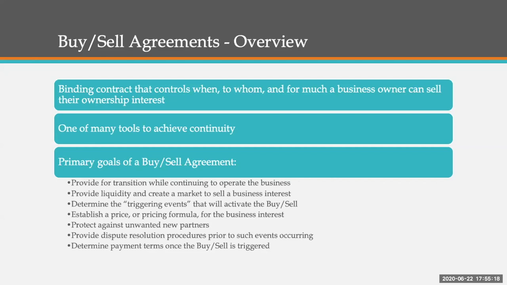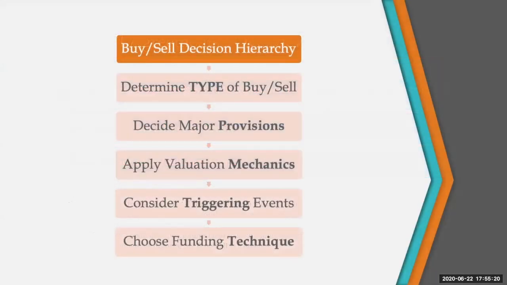So go ahead and go to the next slide here. In the book, it has what's called the buy-sell decision hierarchy. First of all, the owners really need to determine what type of buy-sell agreement they're going to use. And for the most part, there are two types of buy-sell agreements. You could say there are hybrids or other types, and yes, there are, but for the most part those fall into two categories: the entity buy-sell and the cross-purchase buy-sell.